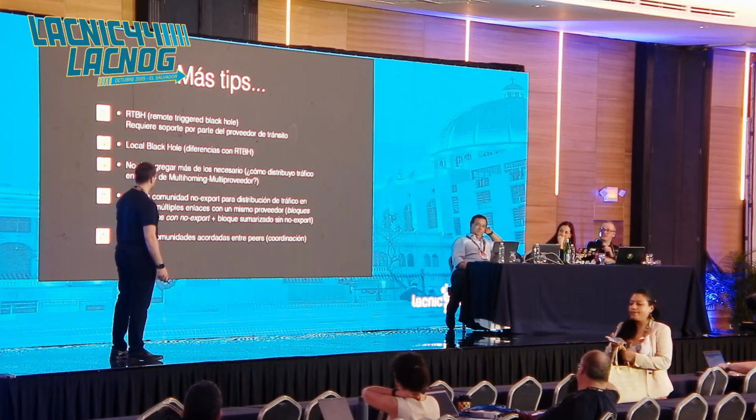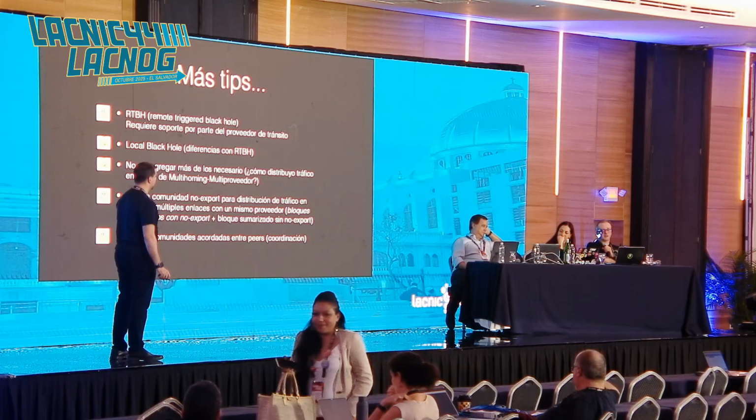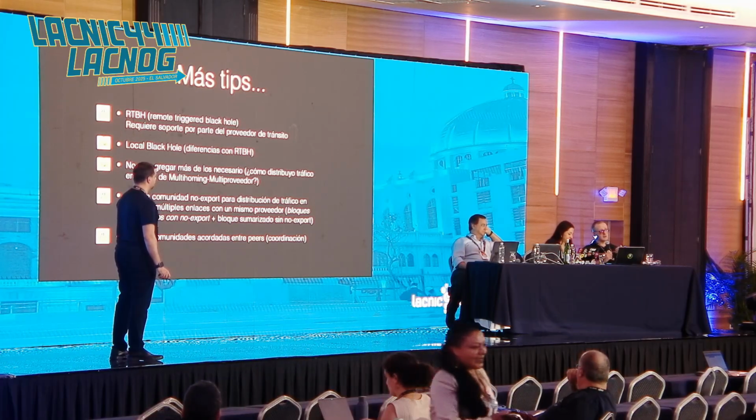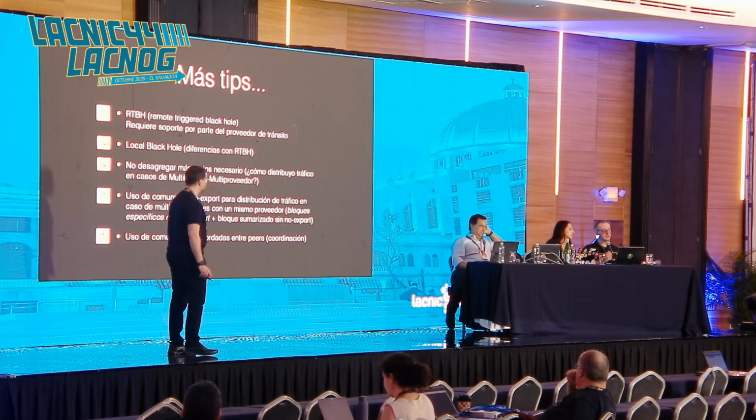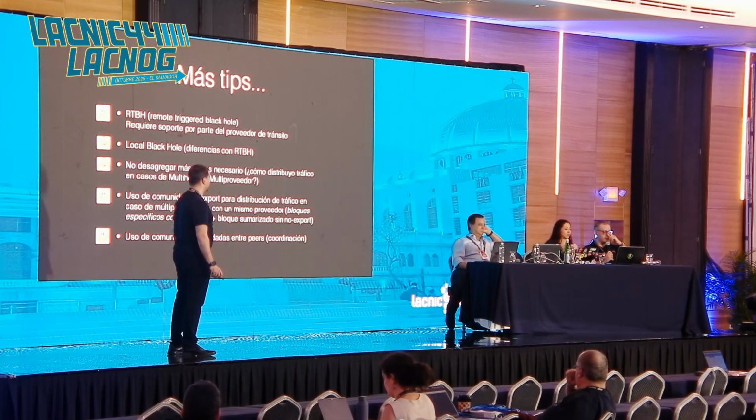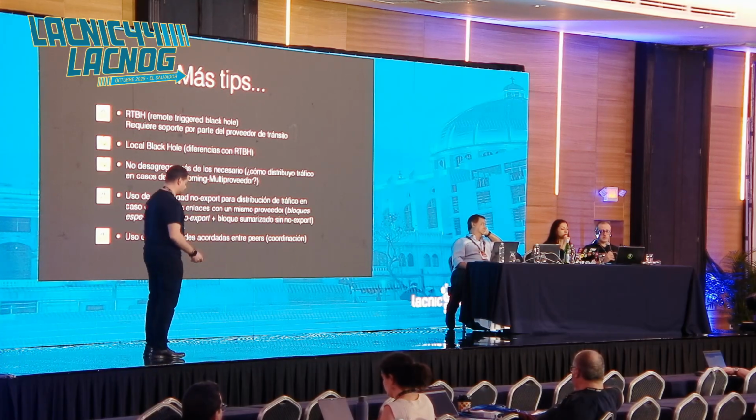But basically, RTBH is a tool that we can use in coordination with our transit providers, so that if at any time we receive some attack or an unusual amount of traffic to some address, or some block of IP addresses of the space we publish, we can request through BGP signaling and the use of some communities, we can ask our transit provider to please filter that traffic upstream so that the traffic won't reach our network and consume our links. That is done with a pre-arrangement.